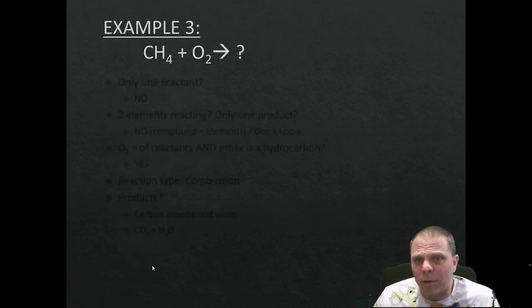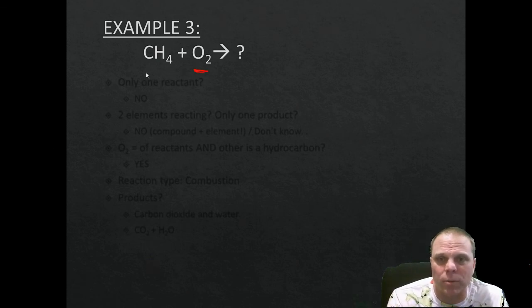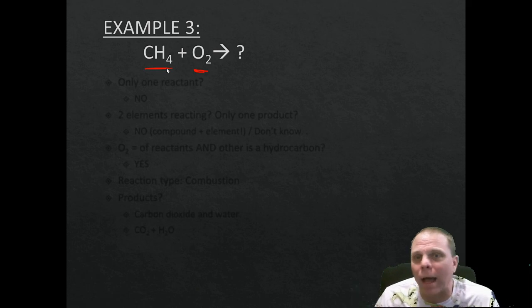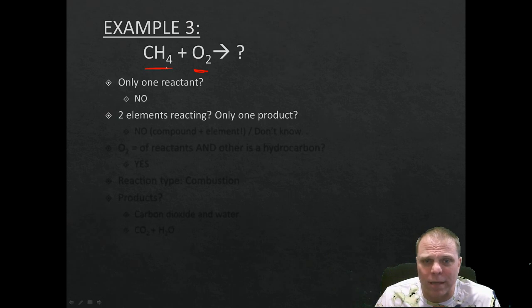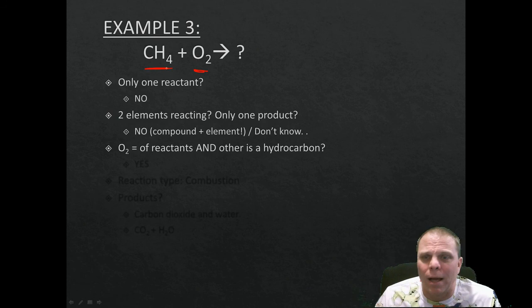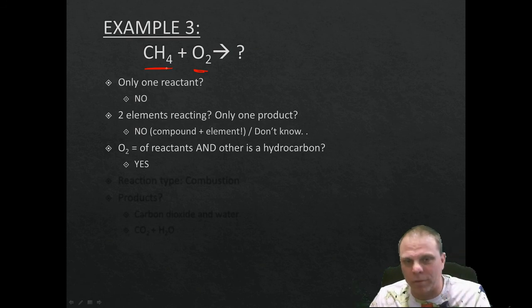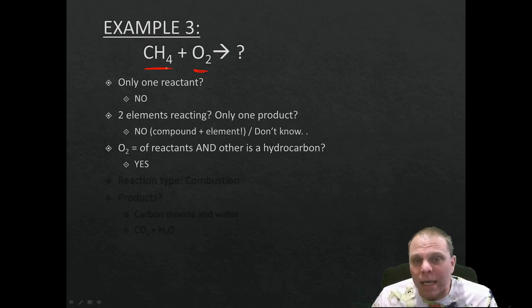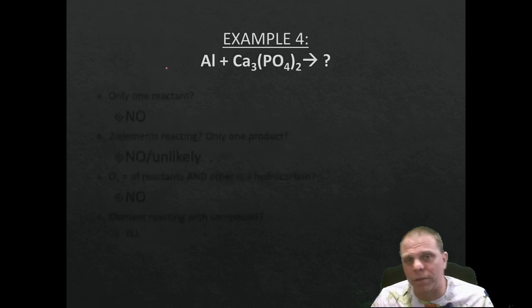Example 3, we've got methane and oxygen. I see this oxygen here, and it's with a hydrocarbon, the CxHy, which means we probably have a combustion reaction. All right, do we have only one reactant? No. Do we have two elements reacting or only one product? No. All right, so again, what we're doing is just going through that flow chart here. If you follow through the flow chart, oxygen is one of the reactants and the other is a hydrocarbon. So this is combustion. And what are our products going to be? Carbon dioxide and water. Again, just follow through the flow chart as you go through.